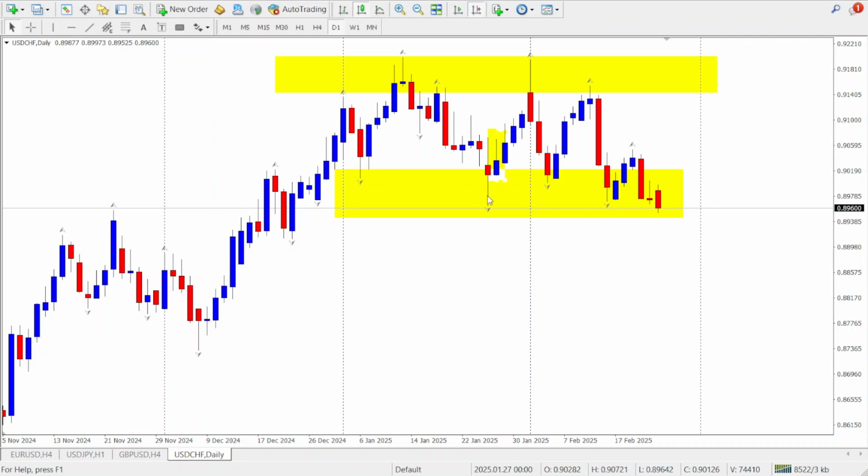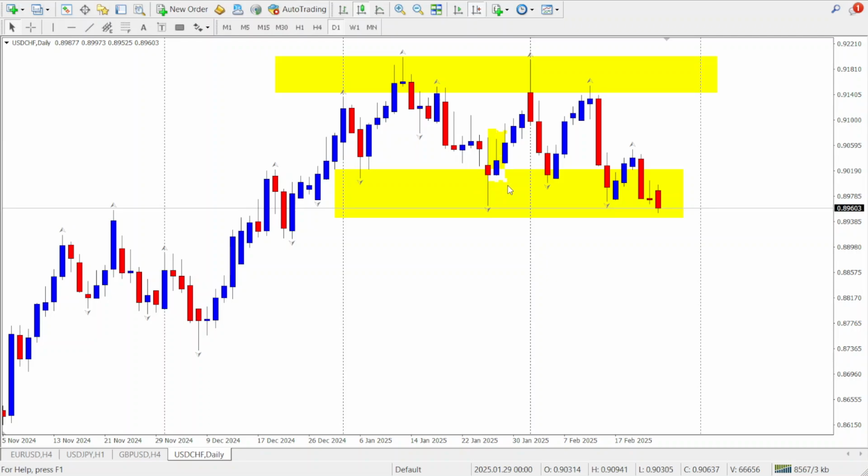We had a support zone around here, and we can see that we had a series of fractals around this support. You can see here, here. So we had a series of fractals around the support, and you can see that here we had a rejection candle. So ensure you get a confirmation. It is very necessary.